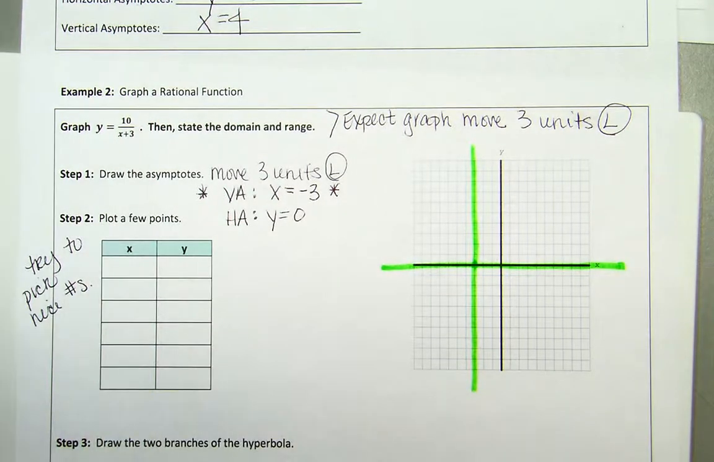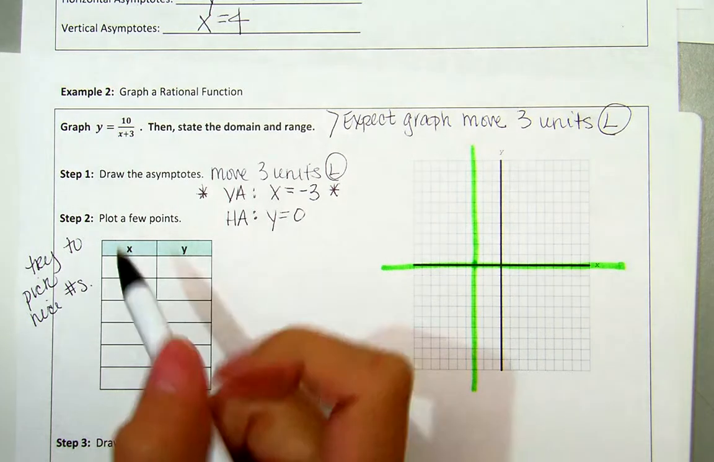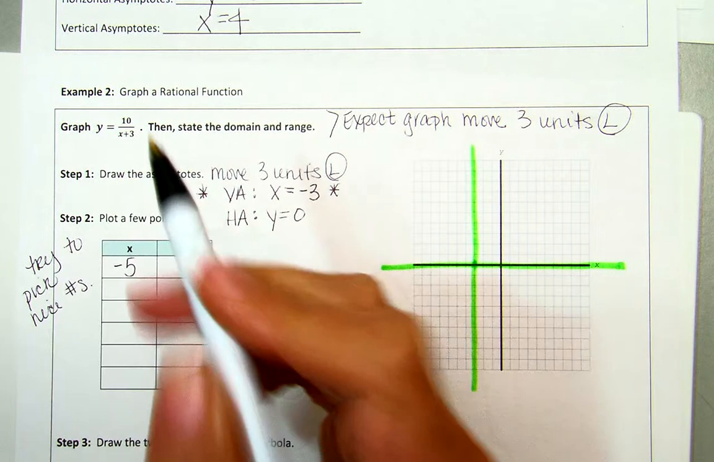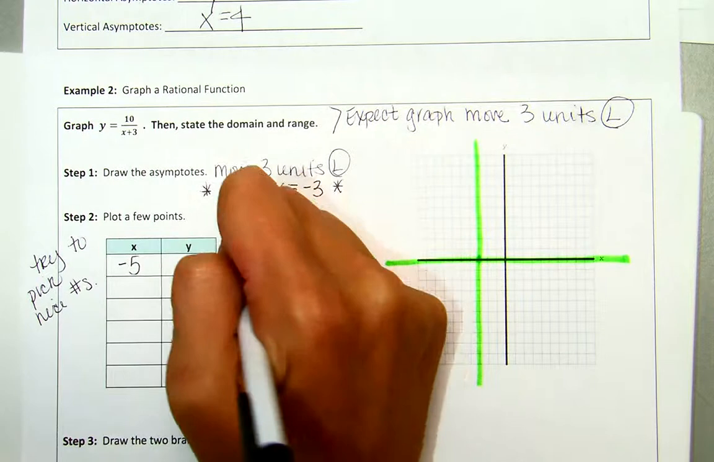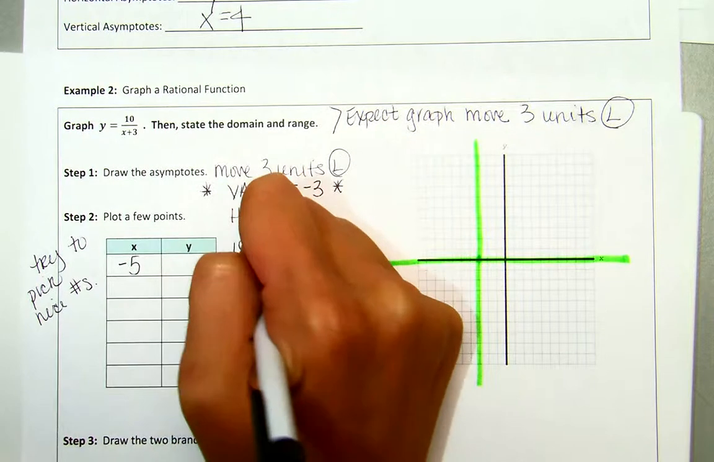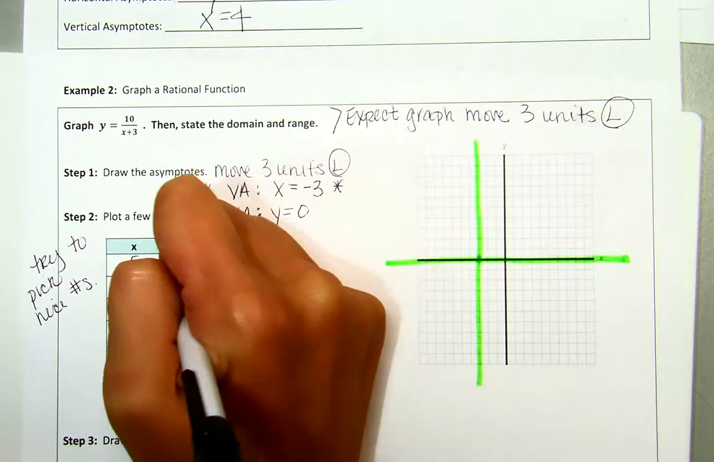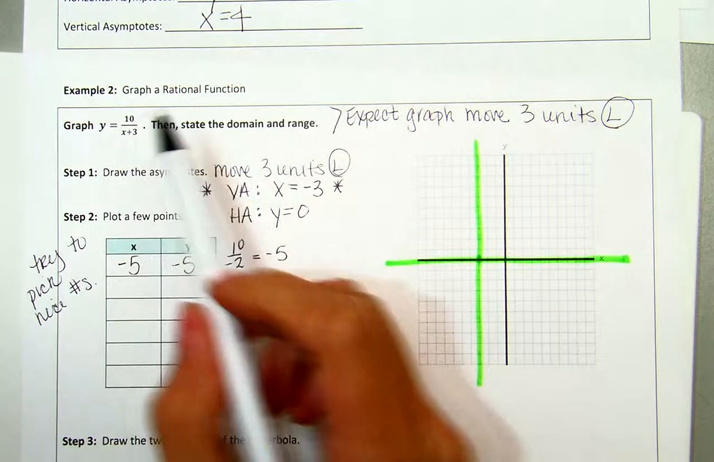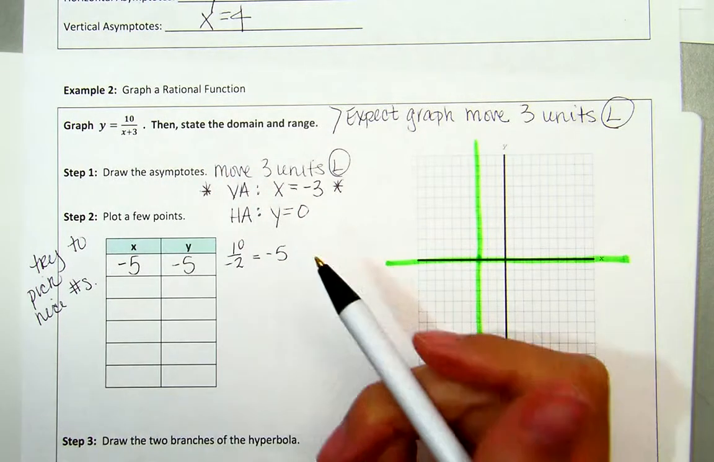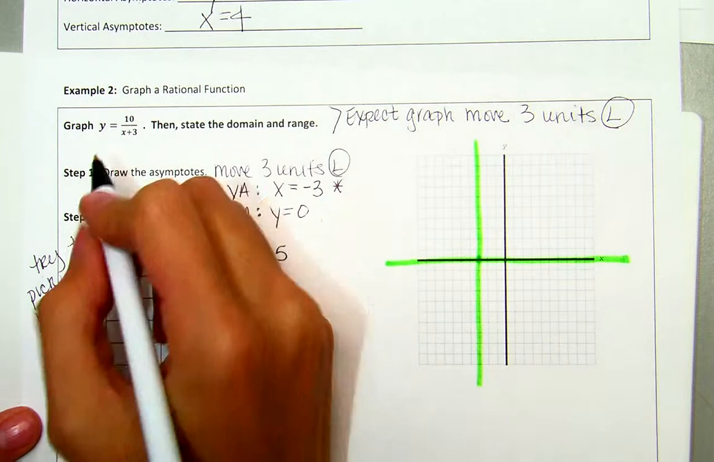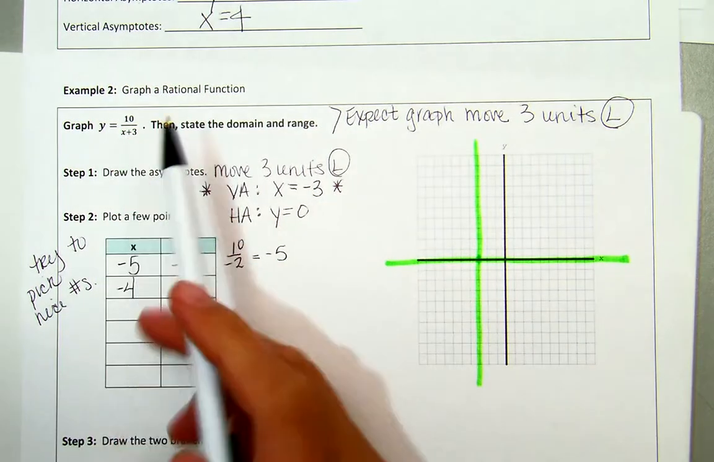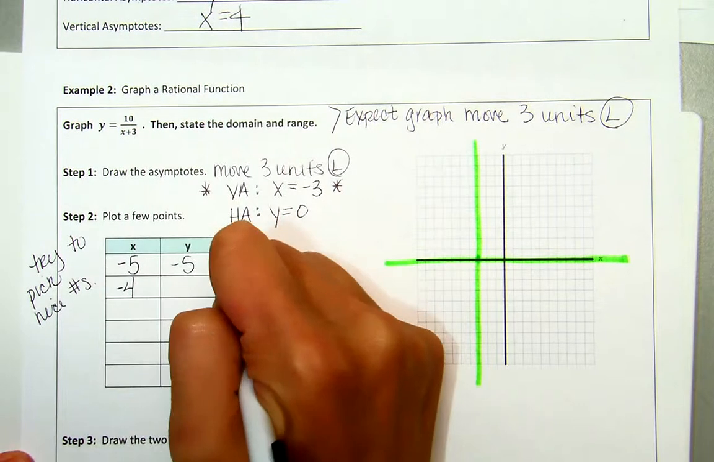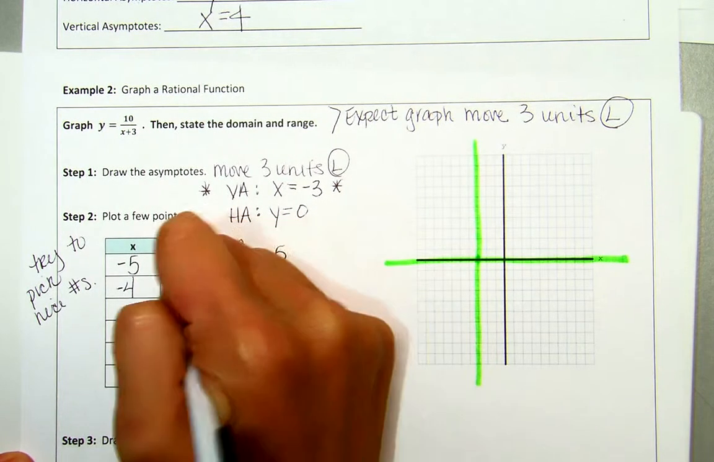So a couple numbers that I picked ahead of time, and I'm going to write them kind of in a row. I picked -5 as being a nice number because -5 plus 3 gives me -2, and 10 divided by -2 is equal to -5. So if I plug in -5 into this equation, I get a -5 back out. Another nice number is actually -4, because -4 plus 3 gives me a -1, and 10 divided by -1 is obviously -10.